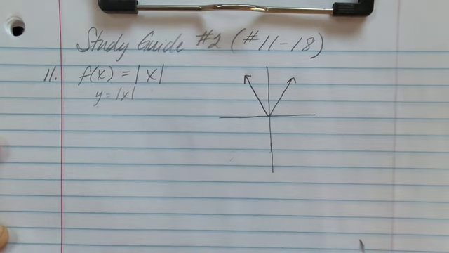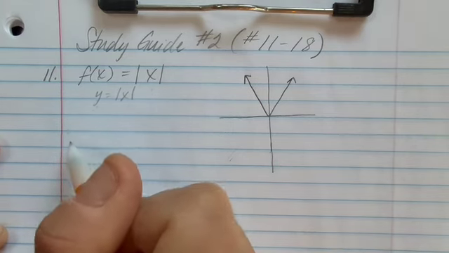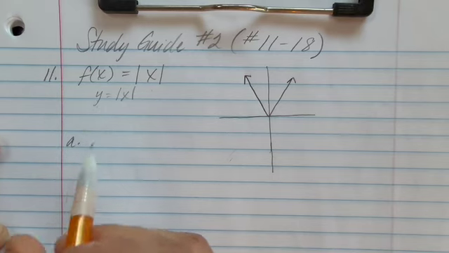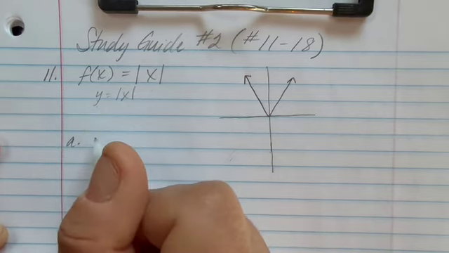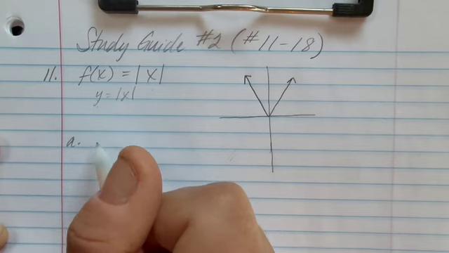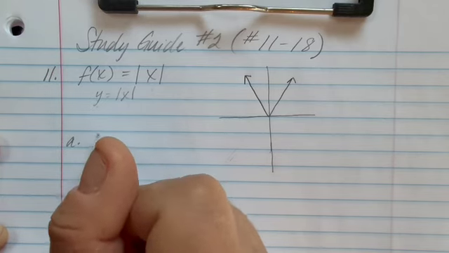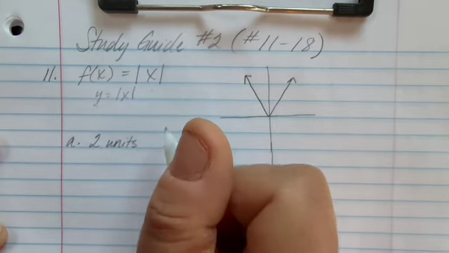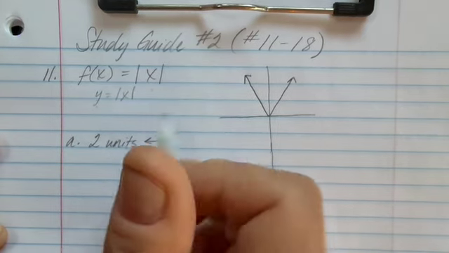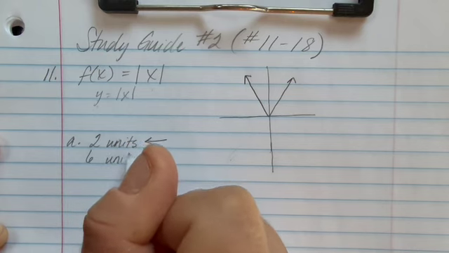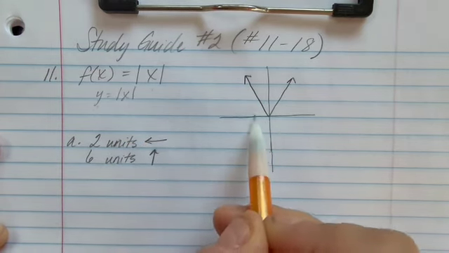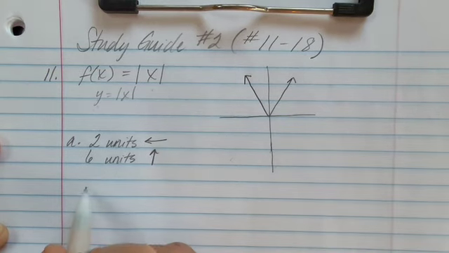Okay, that's the idea. Now, if you remember with our translations, for letter A, they're asking us to write the function rule of the translation for f of x, where f of x equals the absolute value of x. If we want to move this thing 2 units to the left and 6 units up, here's how I do it.